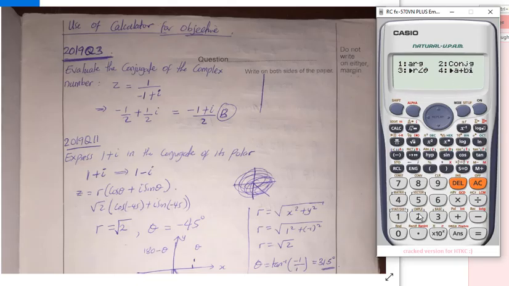I'll press 2 on the answer. You see, the answer is minus 1 over 2 plus 1 over 2i. Then you check, just take the LCM. You'll see your answer in option B. Let's go to the next question.